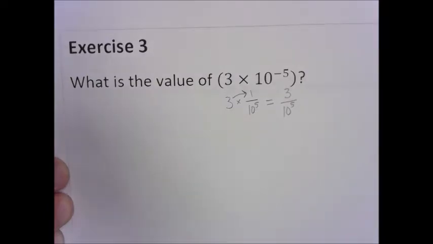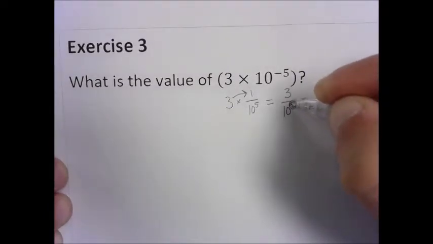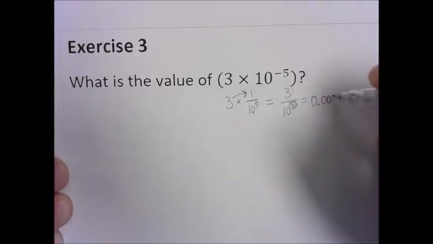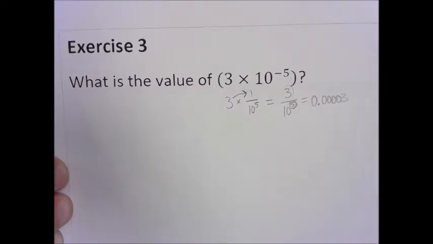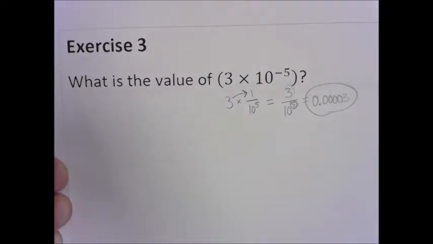And now we convert this into decimal form. What this 5 actually means is how many places behind the decimal the numerator, the 3, will go. So we have a decimal place, 1, 2, 3, 4 zeros, and the 3 is in the fifth spot behind the decimal. So that is how you solve this in decimal form.